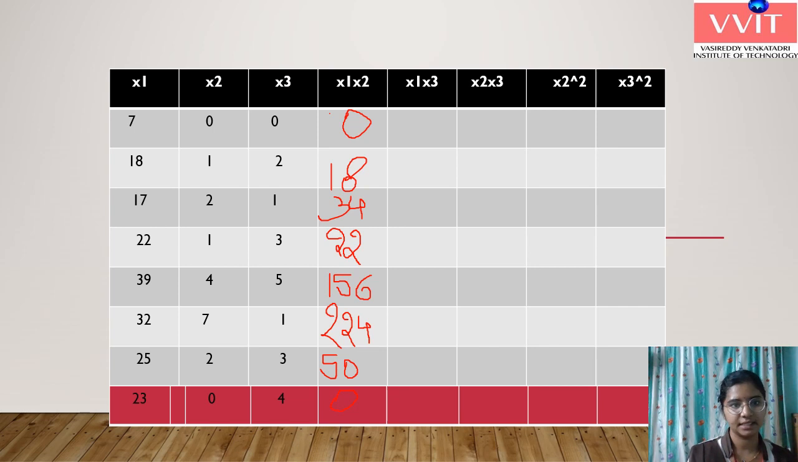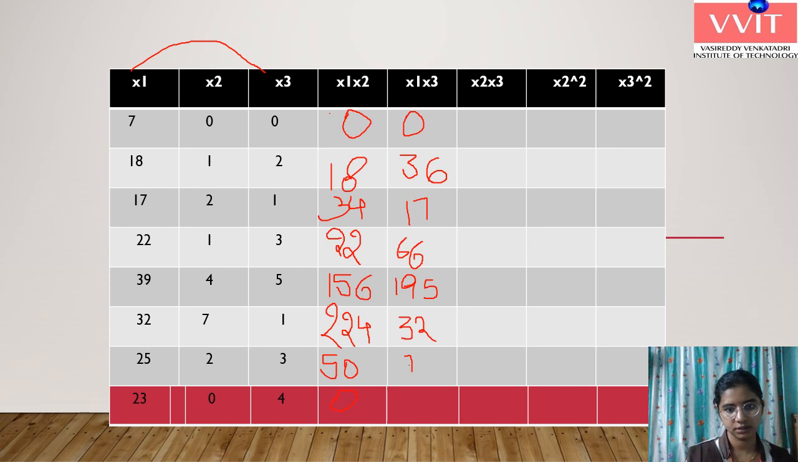And again x1 x3. 7 into 0 is 0, 18 twos 36, 17 ones 17, 22 threes 66, 39 fives is 195, 32 into 1 is 32, 25 threes is 75, 23 fours is 92.